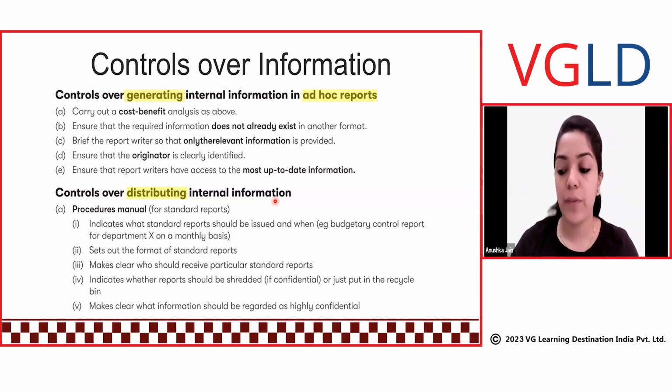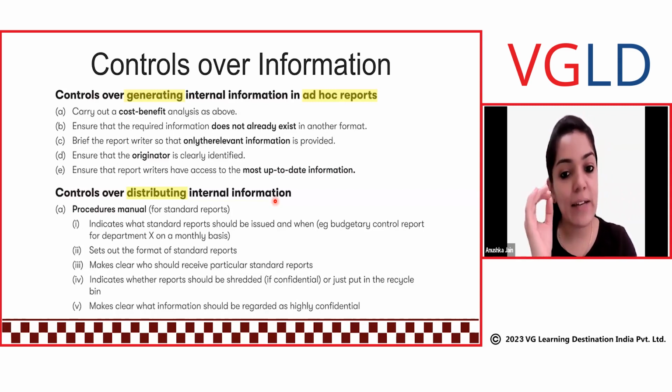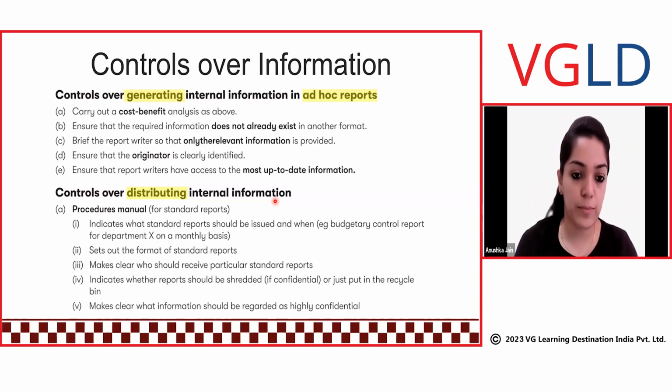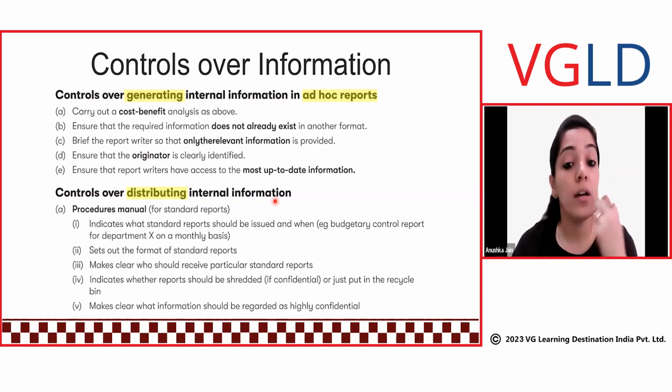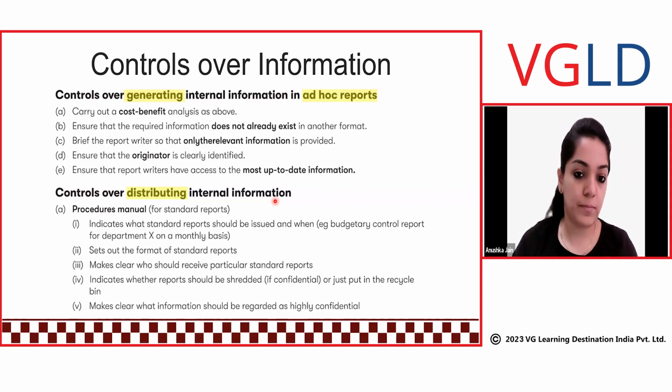Okay. Next, brief the report writer so that only the relevant information is provided. So you give the instructions carefully to the report preparer or the originator that only the relevant information is provided in the report. Okay. Here also ensure that the originator is clearly identified. And lastly, ensure that report writers have access to the most up-to-date information. Okay, that they should know what that up-to-date information is, and only that is being incorporated in this report.